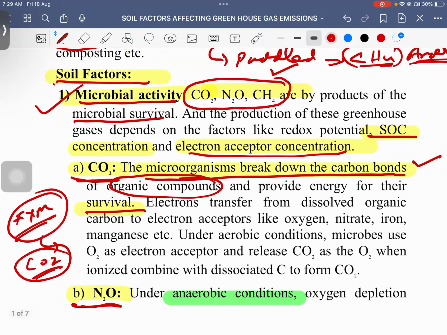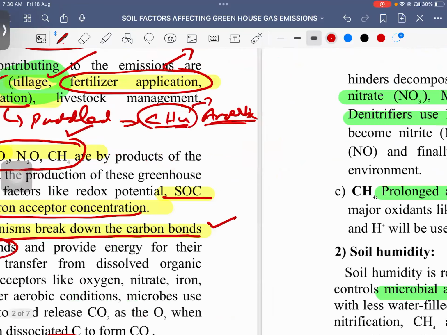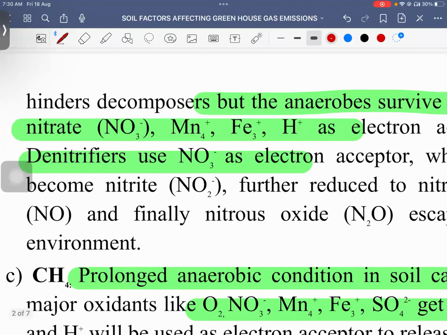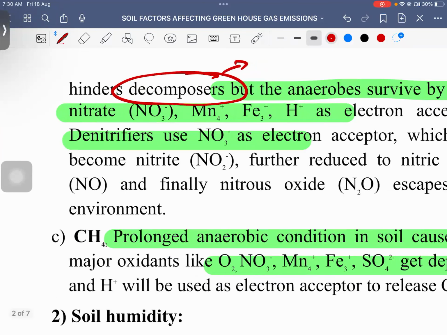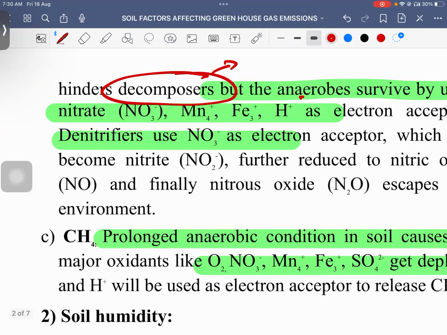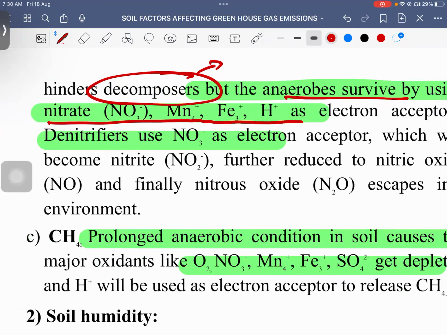The next component is N2O release. How does N2O release happen? It happens in anaerobic conditions, like the puddled paddy I told you about, that is, when standing water is there. Here decomposers are hindered, because decomposers are active when aerobic conditions are present. But anaerobes survive by using nitrate, Mn4+, Fe3+, and H+. These are utilized by anaerobic microorganisms.